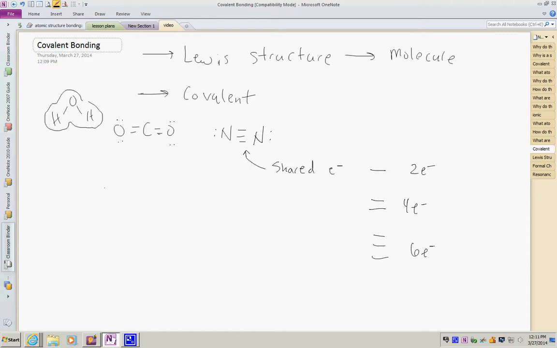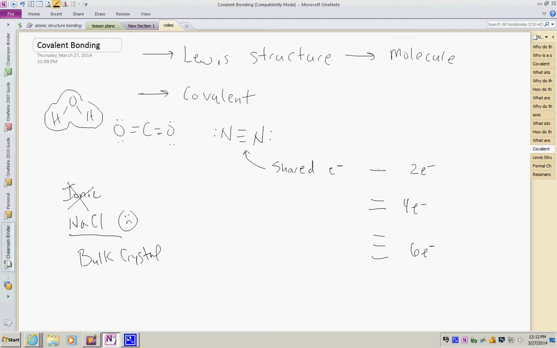I cannot do a Lewis structure for an ionic compound. They don't share electrons. NaCl. Can you draw a Lewis structure for NaCl? No, you cannot. It is not sharing electrons. NaCl does not form molecules. It forms a bulk crystal, not a molecule. So Lewis structures are just for molecules.